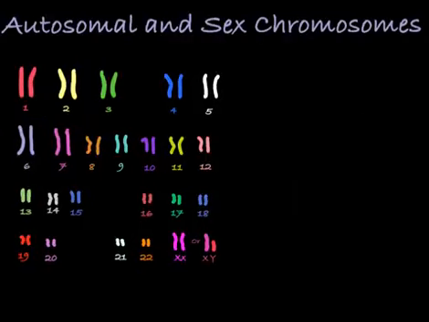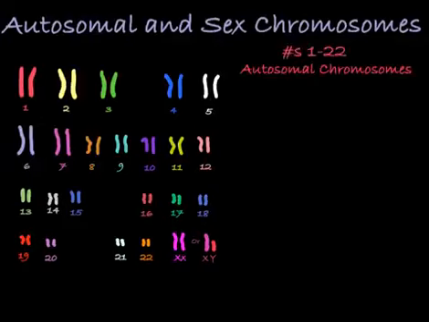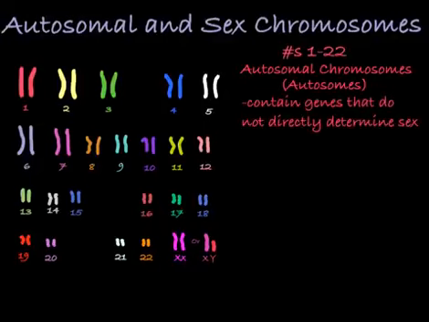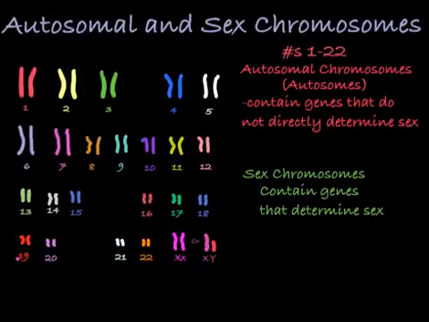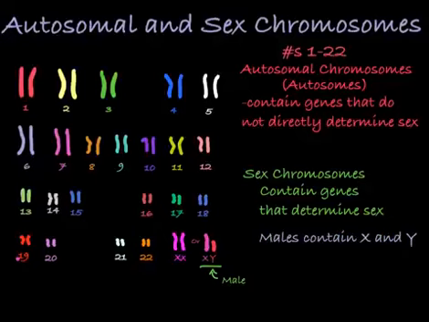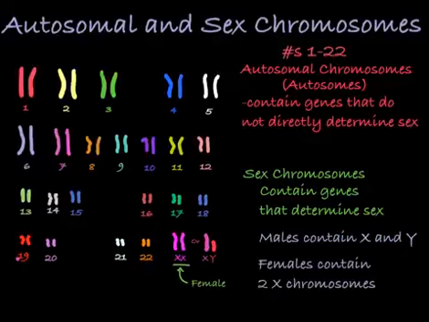Now, as you can see in this image, there are chromosomes that are numbered 1 through 22. These are called autosomal chromosomes, or autosomes. These chromosomes contain genes that are not directly responsible for determining the sex of the organism. These other 2 chromosomes are the sex chromosomes. Human males have an X and a Y chromosome, while human females have 2 X chromosomes.